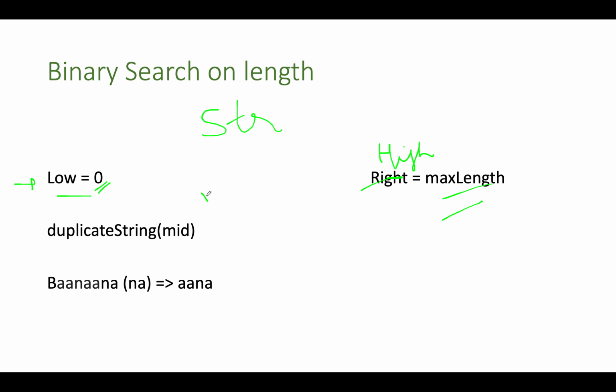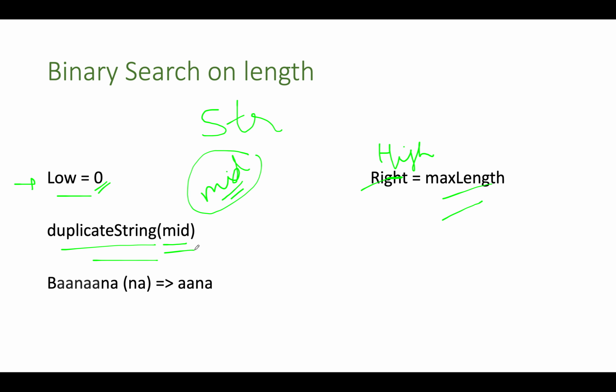What do we do? We identify the middle length of the string, and we check whether this particular string up till the middle length is duplicated in the input string or not. Let's assume there is a black box method that we already have which tells us that this particular string up till mid is duplicated.